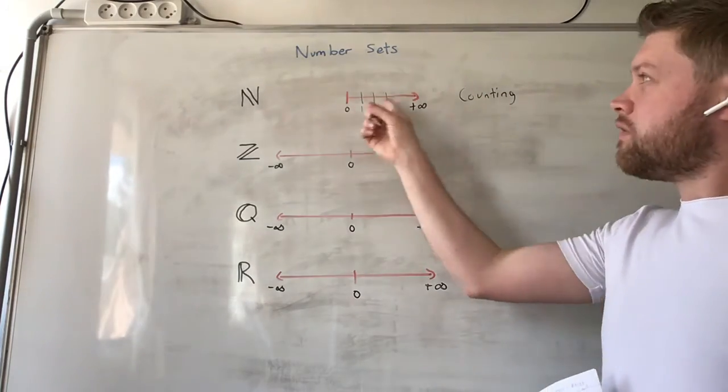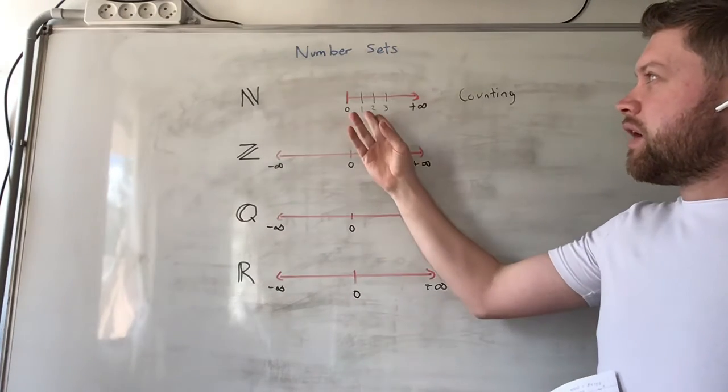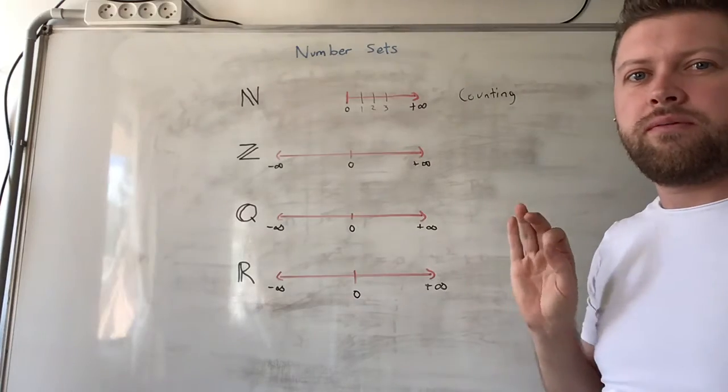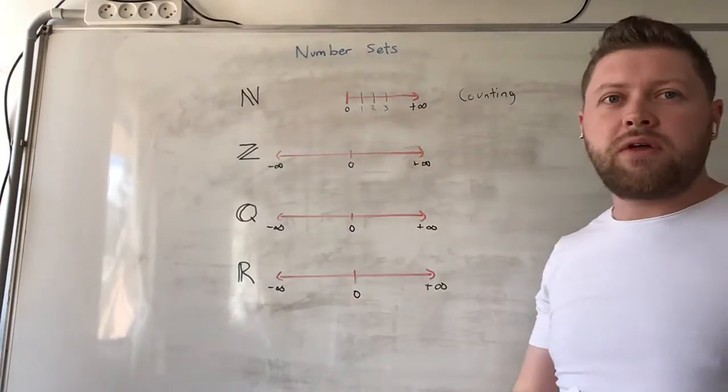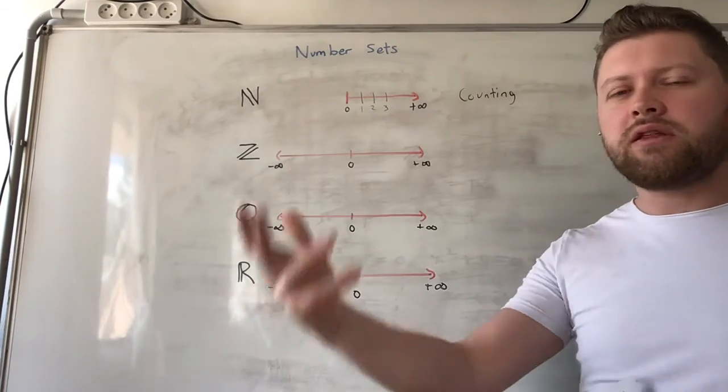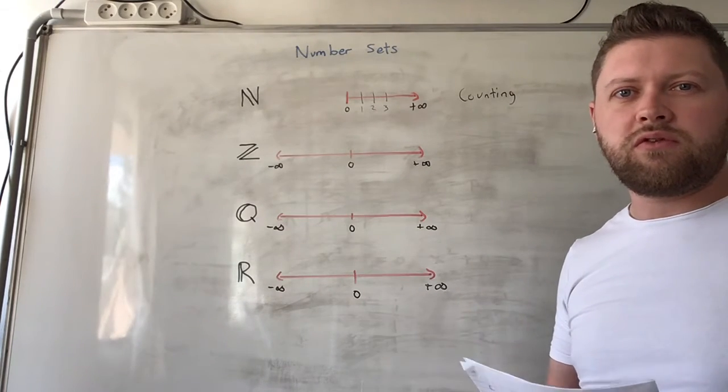In this number system, there's no such thing as a fraction, there's no such thing as a decimal. They're all whole numbers, right? So this was the first system really developed by mankind. If you're counting anything, you would use this system of numbers.